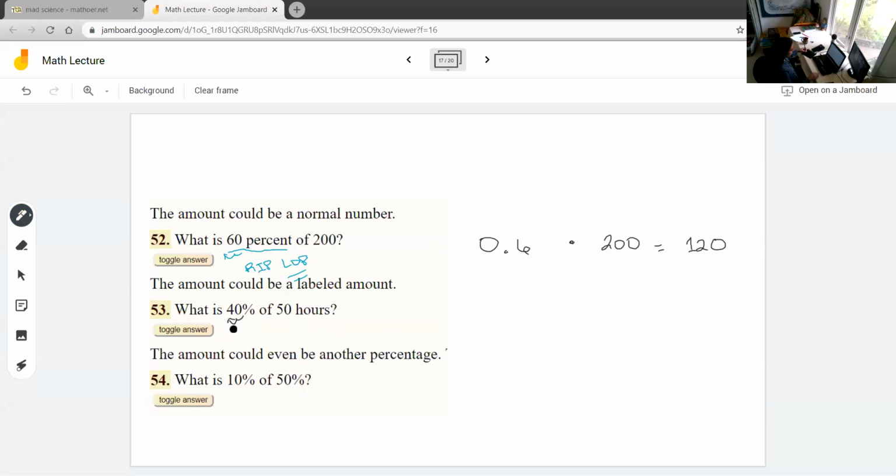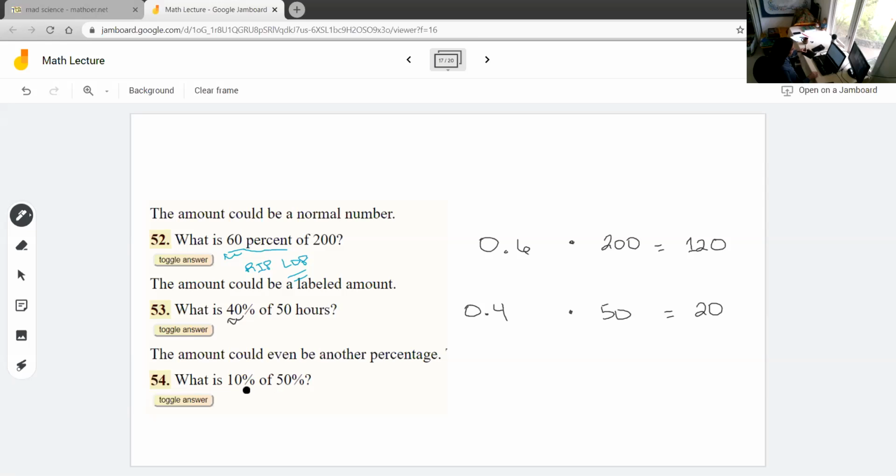40% of 50, so 0.4 times 50. 4 times 5 is 20. We're going to put another 0 on and then back up that 1, so we get 20.